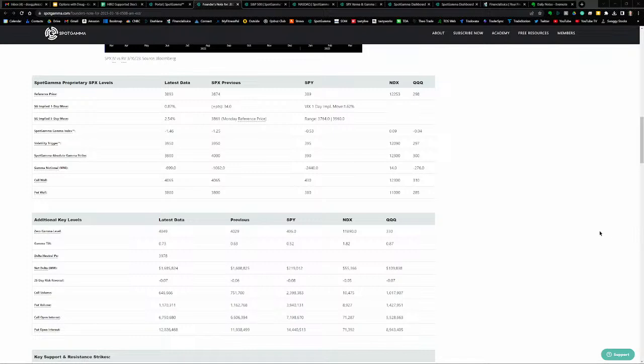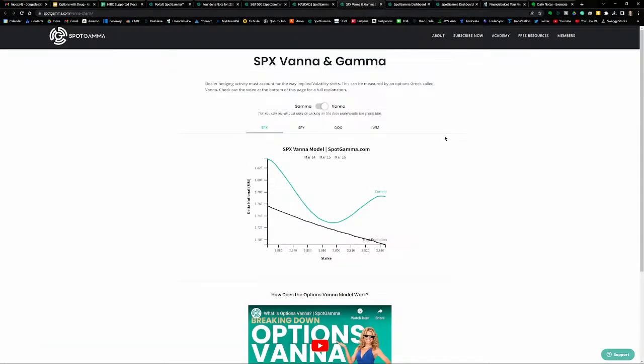Okay, let's move on. So we've looked at the gamma levels here. Let's take a look at the Vanna model, which actually illustrates what I was just talking about. This is showing how market makers' delta notional changes with changes in price and implied volatility, shown by the green curve. Price is on the horizontal axis. And that is the Vanna effect, the change in delta with a change in implied volatility.